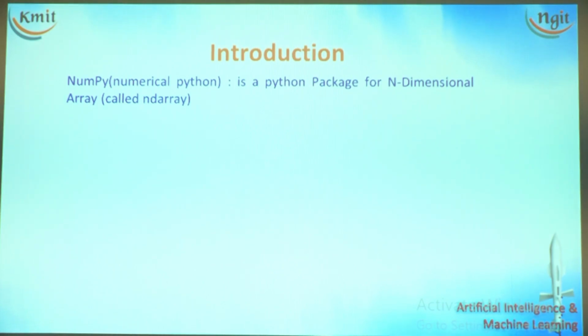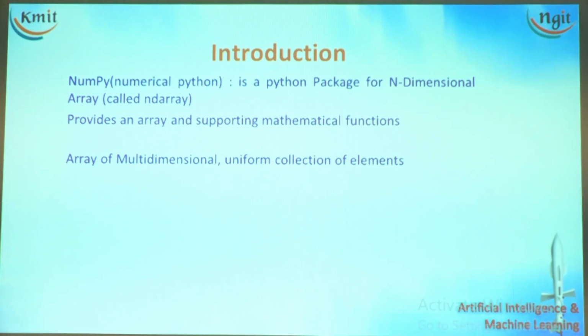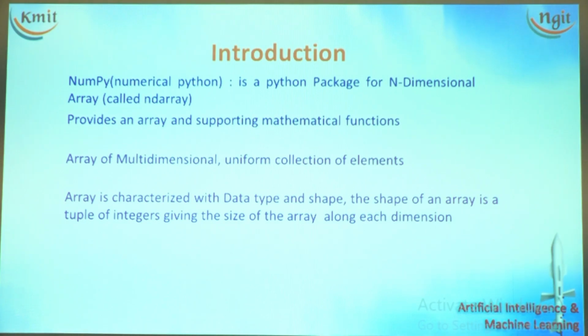Okay. So NumPy stands for numerical Python, and it is a Python package for the n-dimensional array, or an ND array as we call it. It provides an array and supports mathematical functions. As I told, it is a homogeneous, or uniform, collection of elements. Now, an array is characterized by its data type and its shape, and the shape of an array is a tuple of integers giving the size of the array along each dimension.